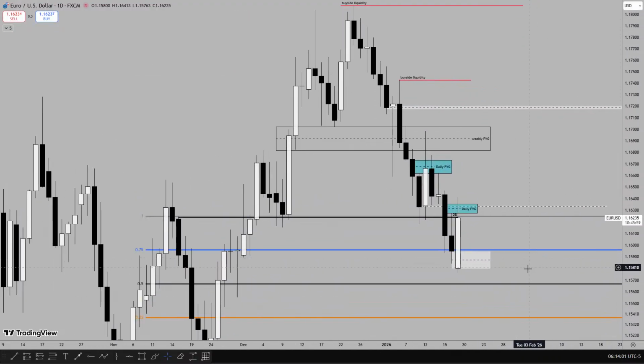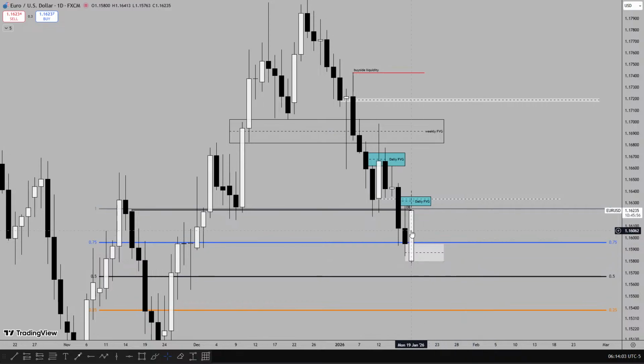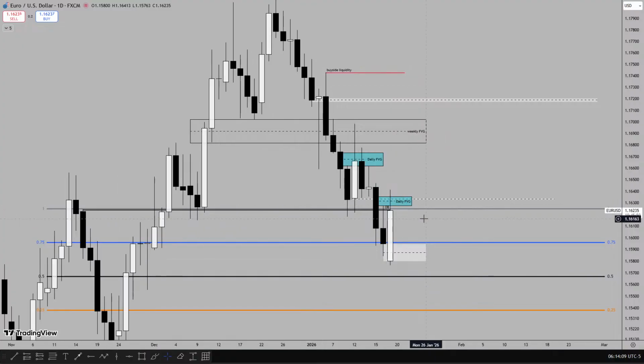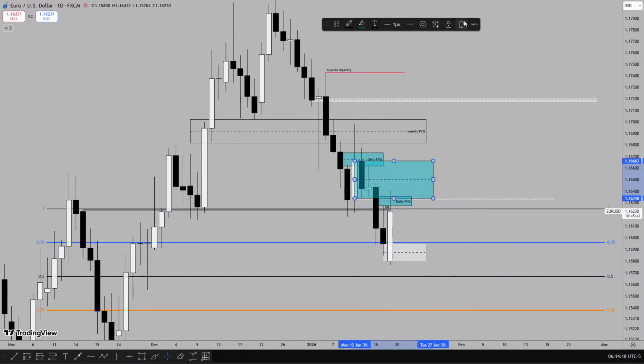On the daily time frame, Monday, price took out Friday's low, retraced to a daily fair value gap, currently resisting at the order block, which you can see. Sorry, let's use the fib.